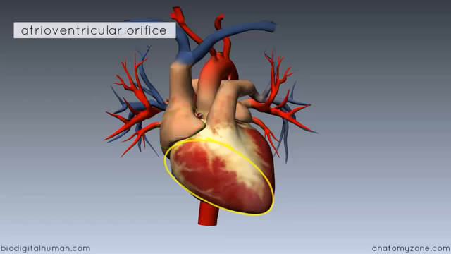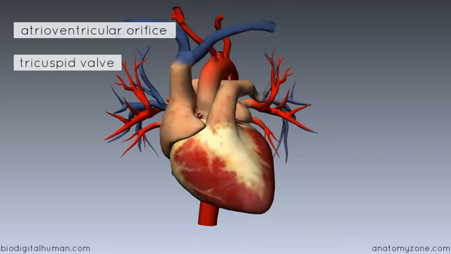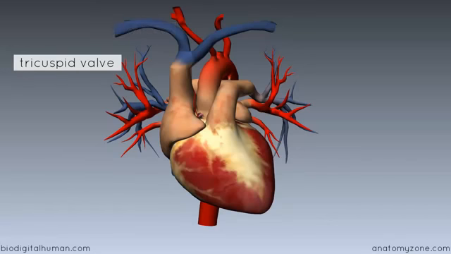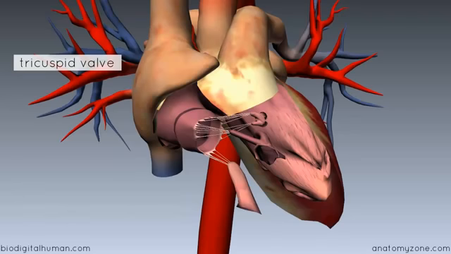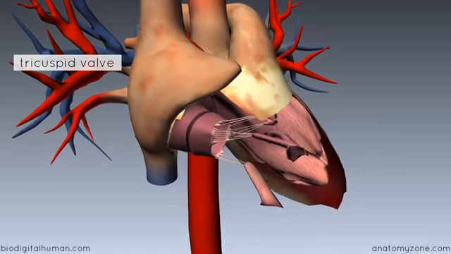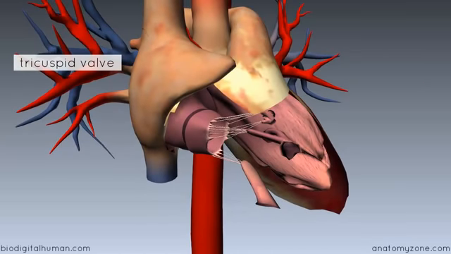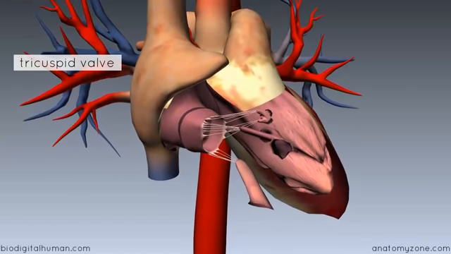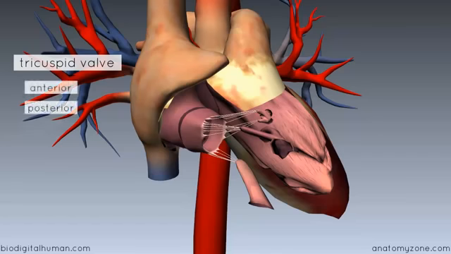And when the right ventricle contracts, the backflow of blood is prevented by the tricuspid valve, which sits in this atrioventricular orifice. I've just dissected away the wall of the right ventricle, and we can see this tricuspid valve here. It's called tricuspid because it has three cusps: an anterior, a posterior, and a septal cusp. The septal cusp is called septal because it's closer to the ventricular septum, on the septal side.